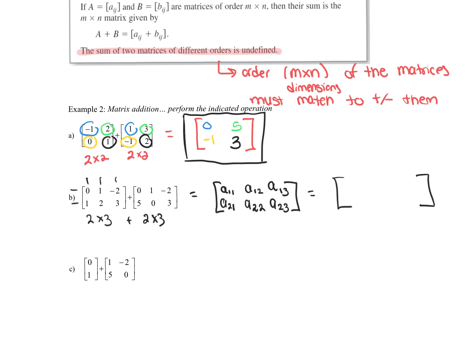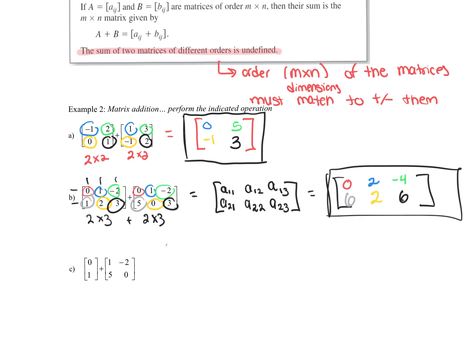So for this one, red with red is a 0. Blue with blue is a 2. -4. Do red. I'm going to run out of colors. Gray with gray is going to make a 6. Yellow with yellow is going to make a 2. Black with black will make a 6. So this whole thing is our answer.